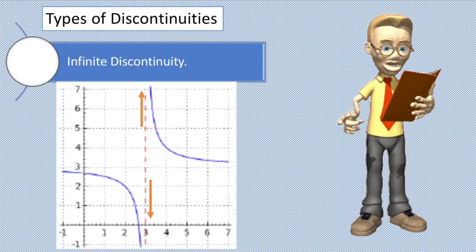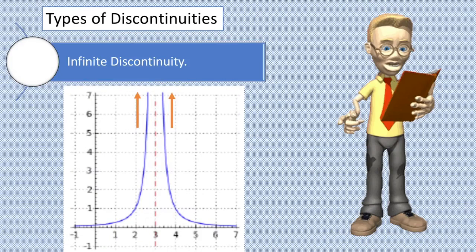The third type is called the infinite discontinuity, and this happens when one or two parts of the graph are going to infinity, or when you have a vertical asymptote, as you can see in the figure. Same thing here, both parts of the graph are leading to infinity as x goes.